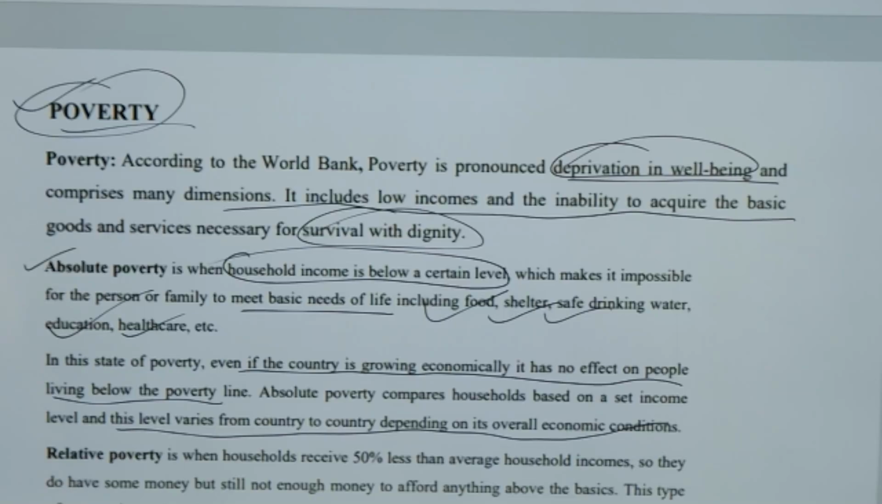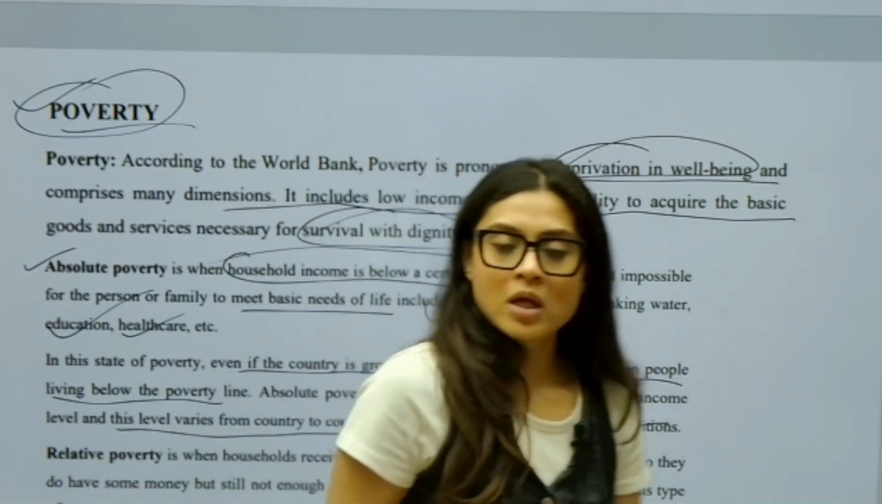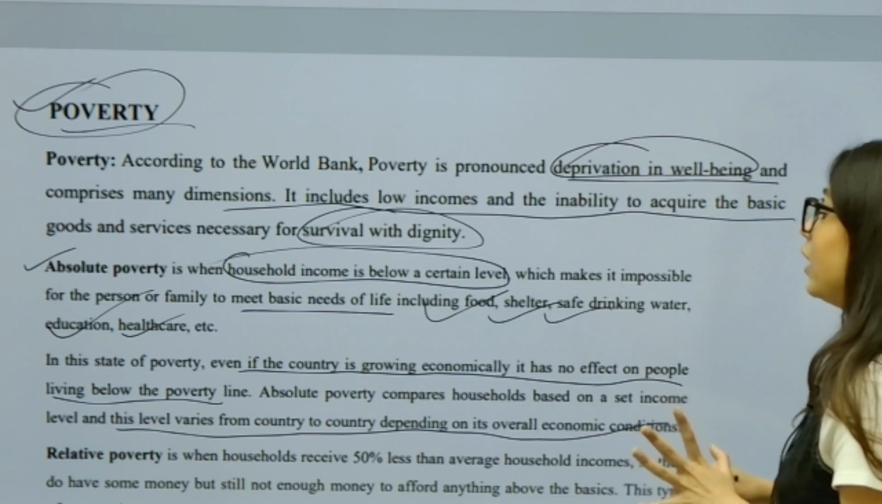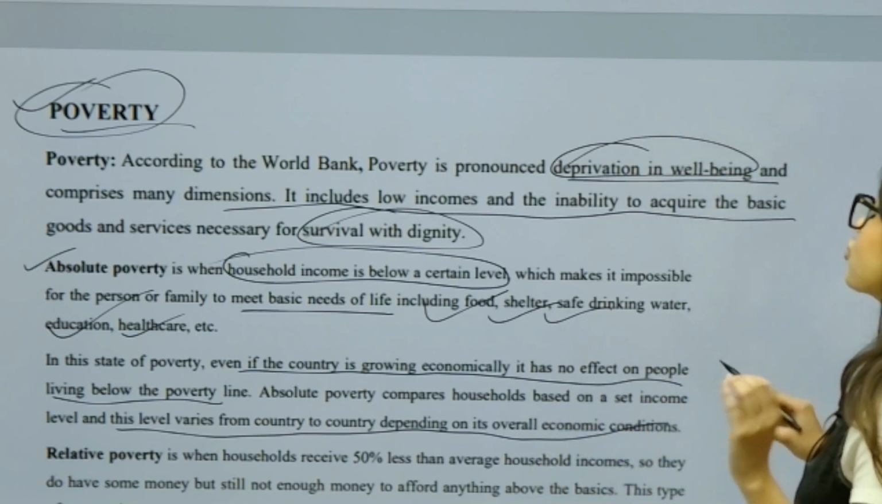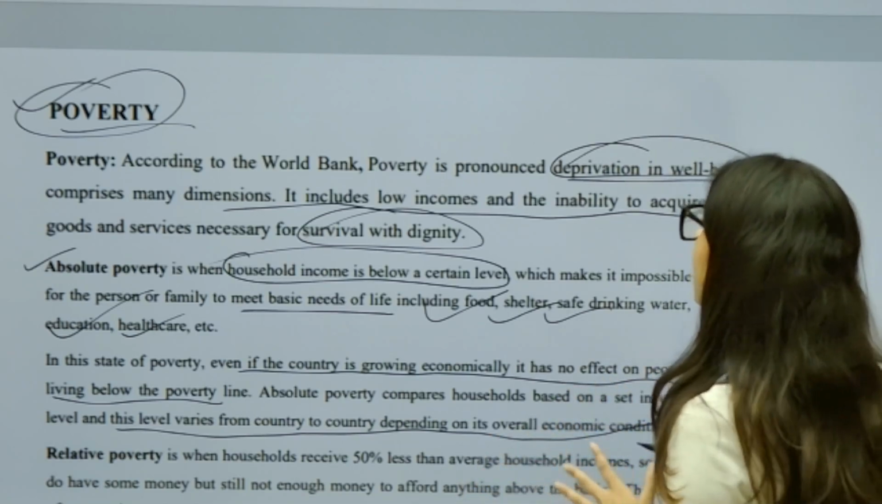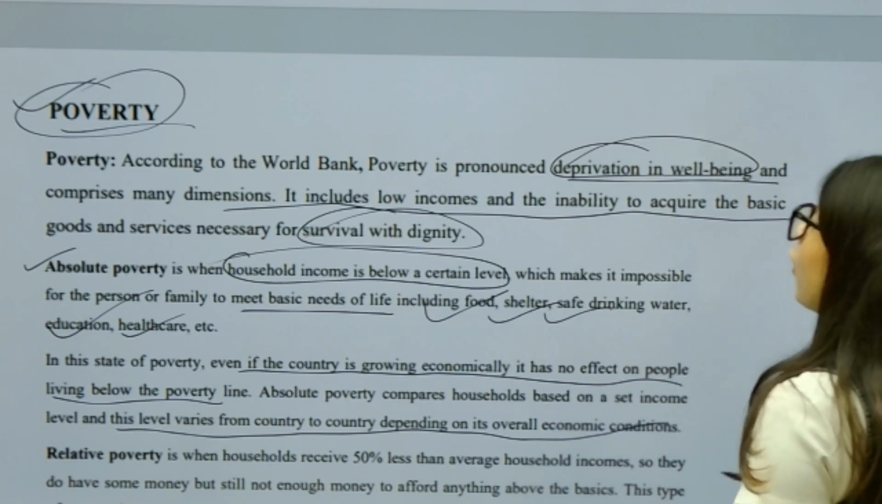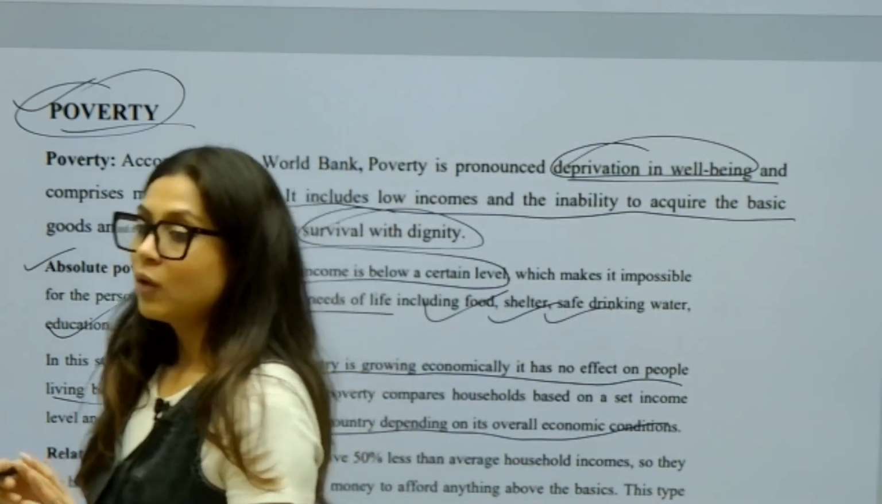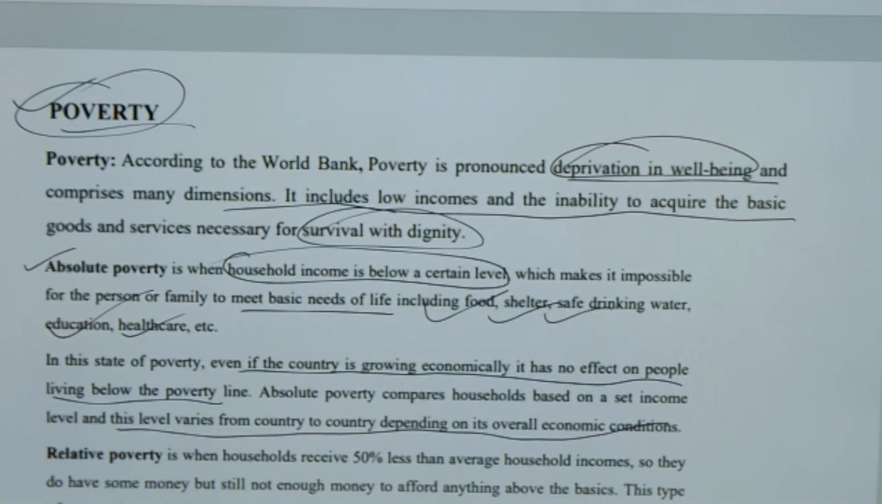So absolute poverty is where the entire household income is below a certain level and there is an extreme scarcity of basic food, basic shelter, basic drinking water, education, healthcare. Okay. Now the second concept comes, relative poverty.